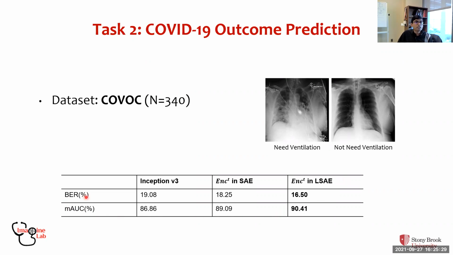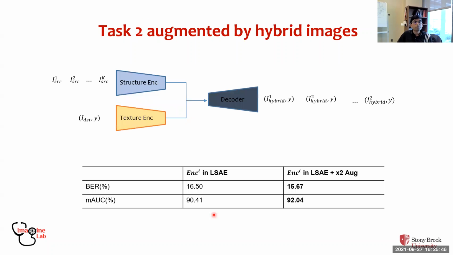So this is the balanced error rate. Our balanced error rate is lower than Inception V3 or the naive swapping autoencoder, and our mean AUC over multiple runs in a threefold cross-validation setting is higher as compared to the other methods right here.